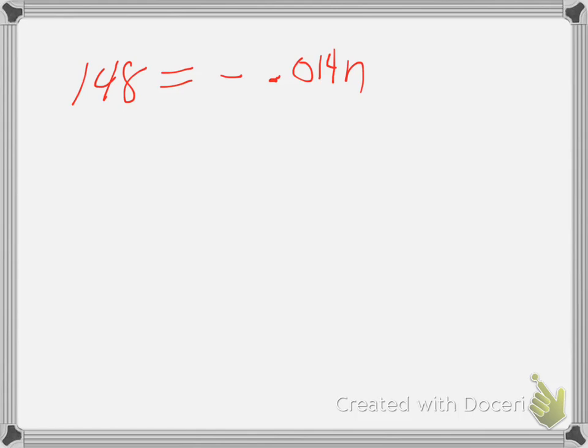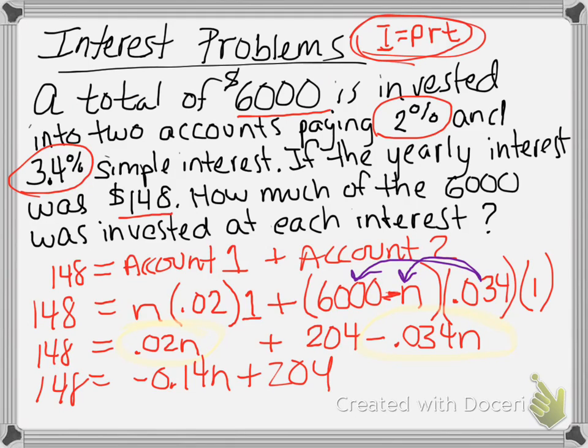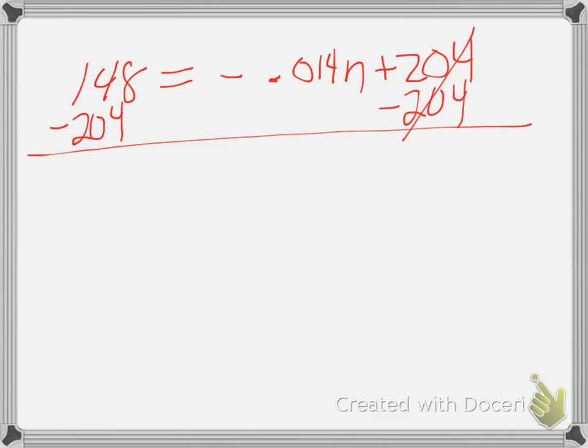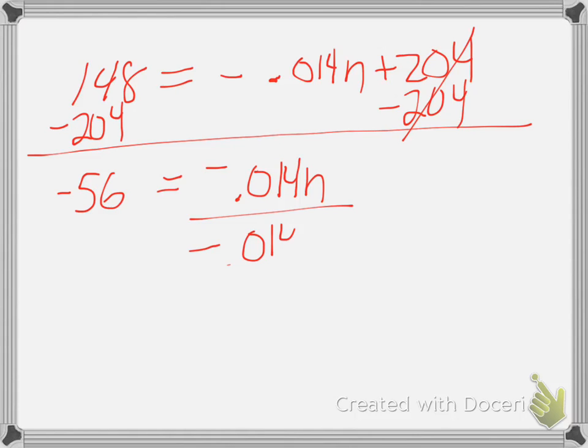And I had the 204. So I'm going to subtract 204 from each side. And it's okay that I'm in the negative right now. It doesn't mean you lost money, just wait until the end. So over here I get a negative 56. But remember on this side I have a negative 0.014n. So I'm going to divide by negative 0.014, negative 0.014. That means I'm going to get a positive, and I get n equals 4,000.